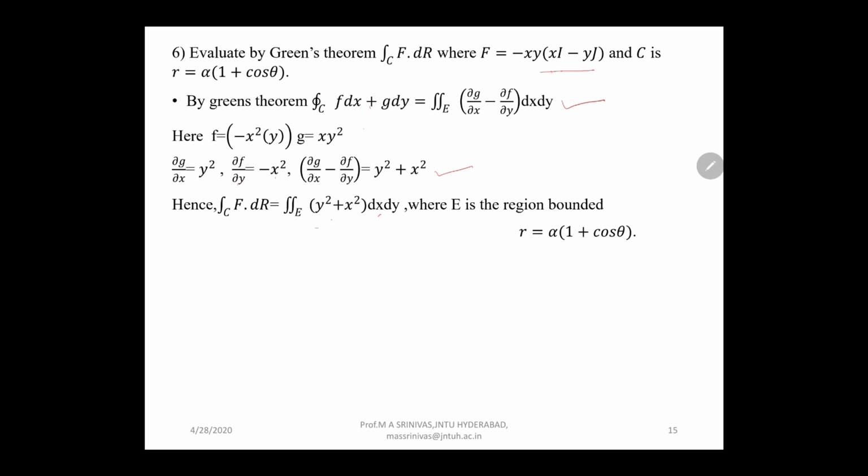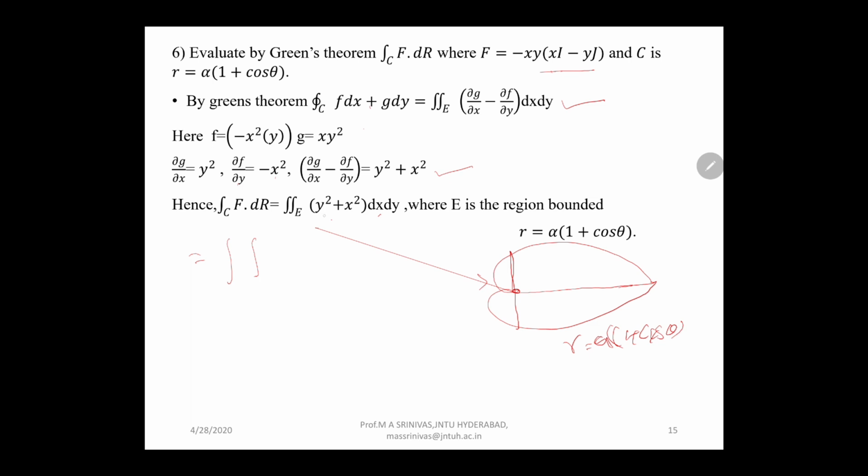What is r? r is equal to a into 1 plus cos theta. All of you know this, I mentioned it at the time of multiple integrals. So this is the region E, and r is equal to a into 1 plus cos theta. It is given in polar coordinates. So this is the double integral, and here it is in polar coordinates.